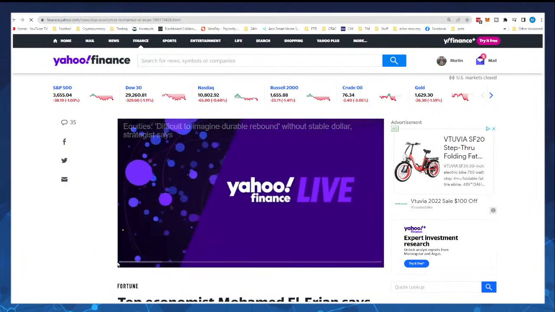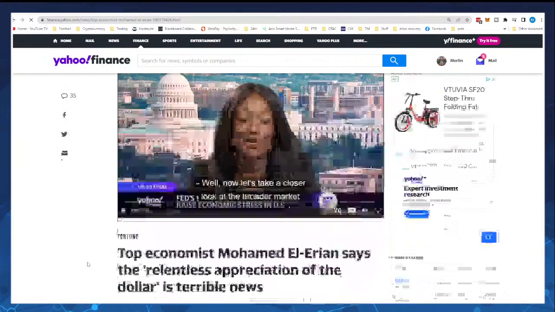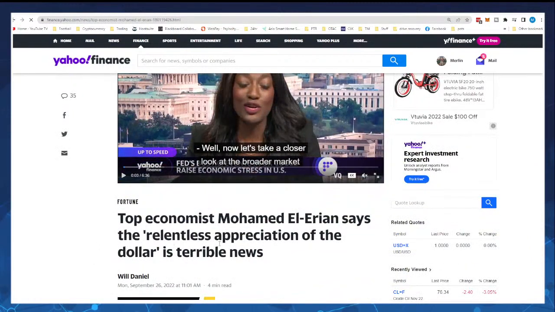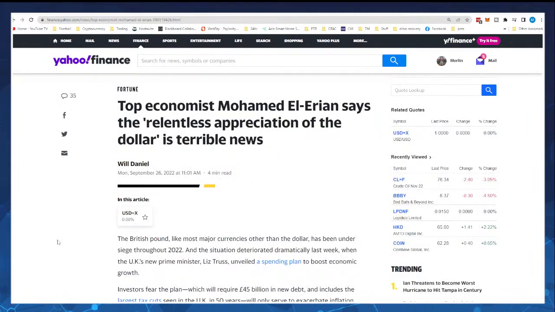Basically, it's Muhammad Al-Arian making comments about the market. He says, the relentless appreciation of the dollar is terrible news. And I absolutely concur. I've been saying it for weeks. The higher that dollar goes, the worse it is for the markets. And the fact that it's surging as much as it is a real problem for us. So that's why I think we have more pain ahead. A lot more pain. I have not read through the article, but I love Muhammad Al-Arian, and I agree. I think you're going to see a lot more pain.